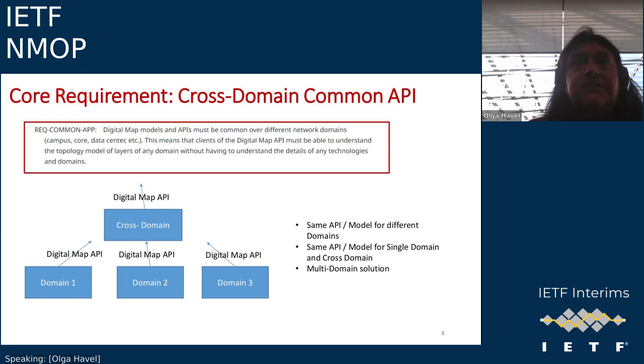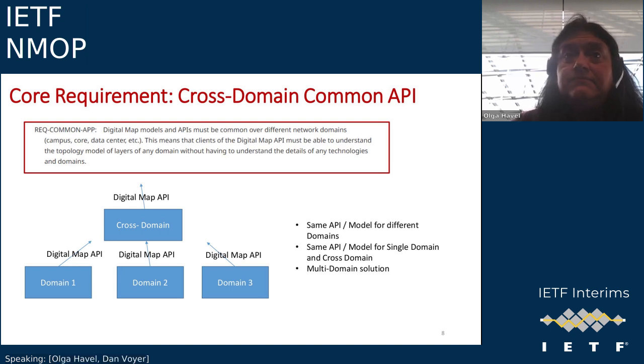This means that clients of the digital map API must be able to understand the topology model of layers of any domain without having to understand the details of any technologies and domains. So this was the original intent of RFC 8345 in any case. The only problem is that because they don't support multi-domain, the cross-domain approach would be difficult because you wouldn't have a network that contains networks. Although they did say you could do it through, I think, a virtual node or something.